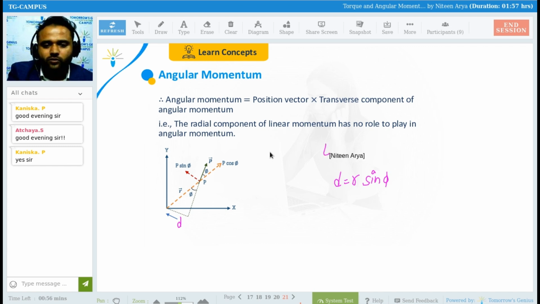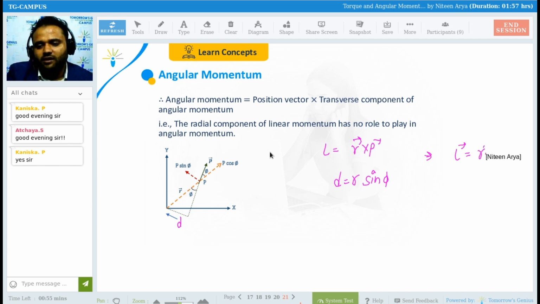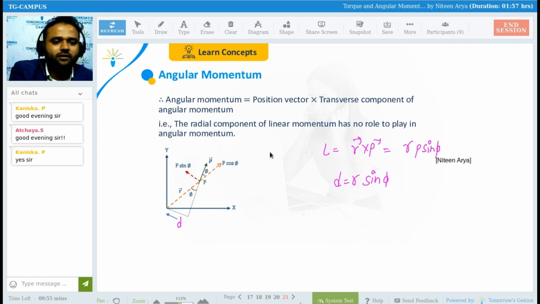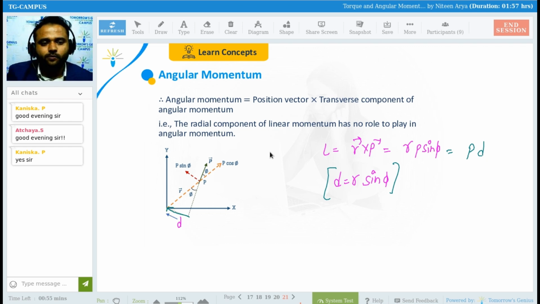Clear? So L is going to be r cross p, or L can be r p sine phi. So I can write p d, where d is r sine phi. Here p is in this direction and d is this, so this is my r sine phi. Clear? So this is the transverse component of the position vector, which is d, and this is p phi.